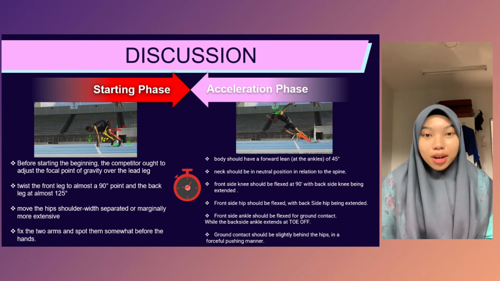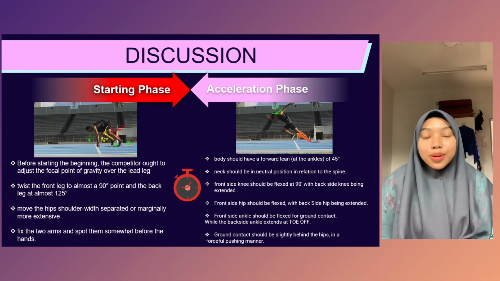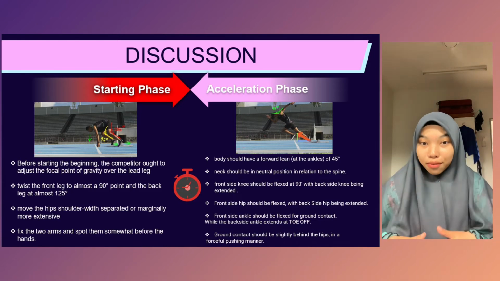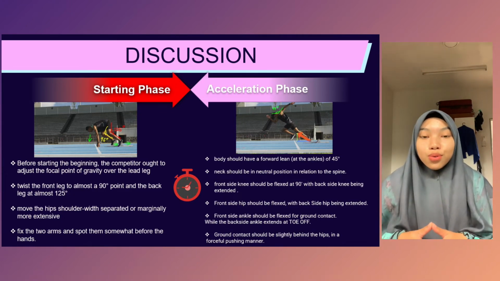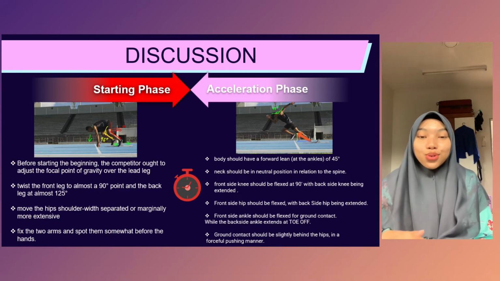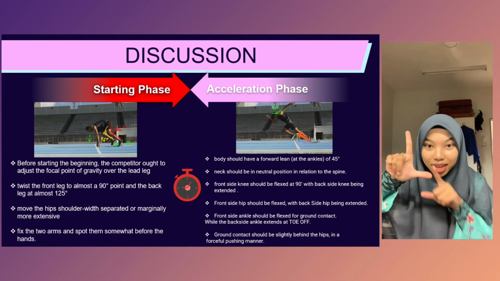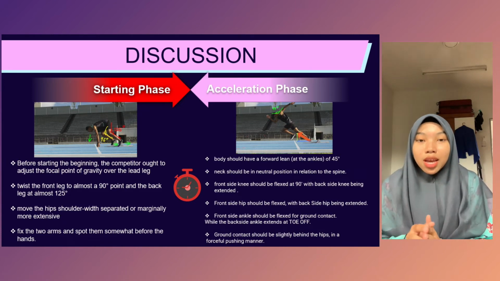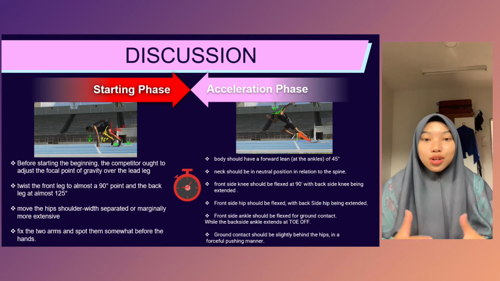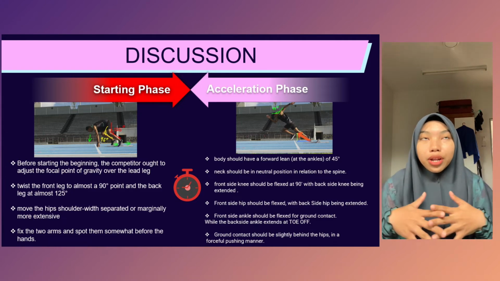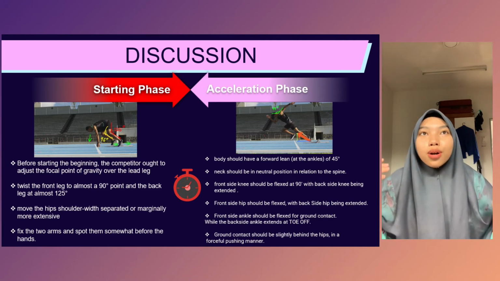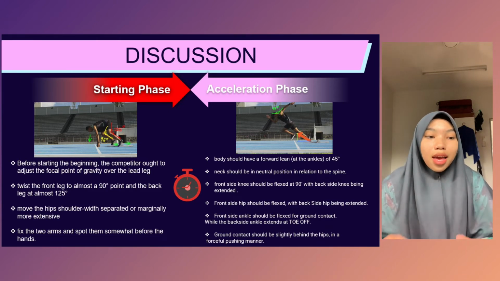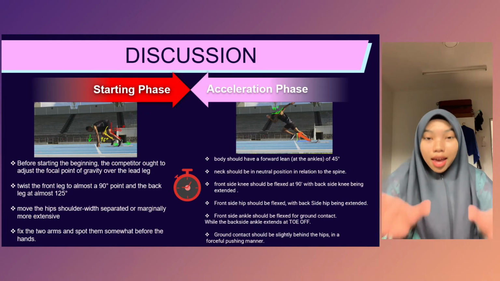The first one is the starting phase. Before starting, the competitor has to adjust the center of gravity over the lead leg. Next is to twist the front leg to almost 90 degrees, back leg almost 125 degrees. Third is to move the hips, shoulder width apart or marginally more extensive. The fourth one is to fix the two arms and place them somewhat before the hands, just like this.